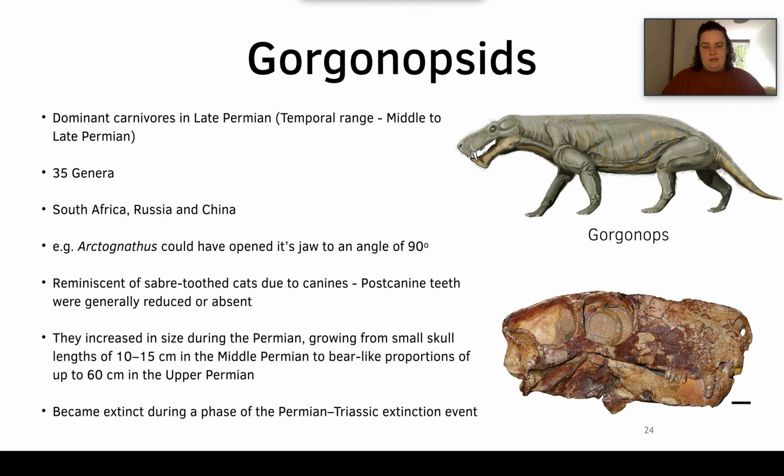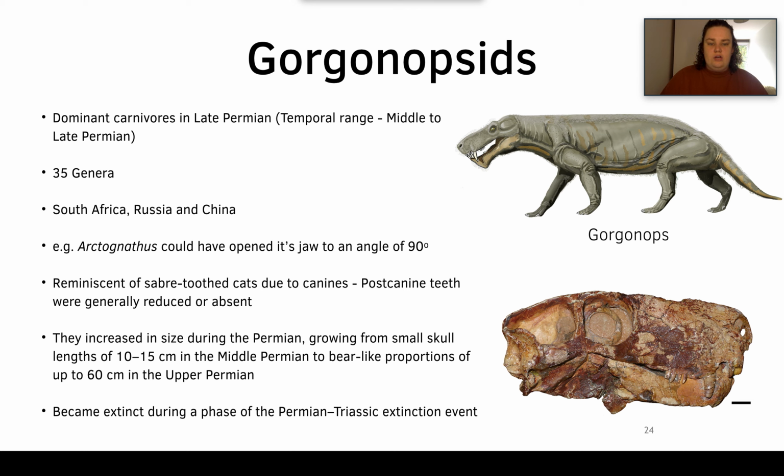So next we move on to the Gorgonopsids, and these are the dominant carnivores in the late Permian, and their temporal range is the middle to late Permian. And there are around 35 genera. They're found in South Africa, Russia, and China. For example, Arctognathus could have opened its jaw to an angle of 90 degrees. So that's really quite wide.